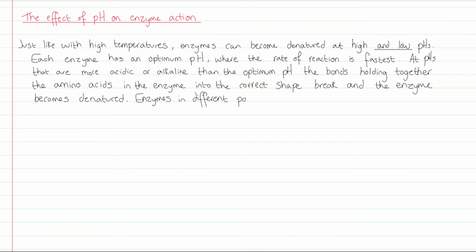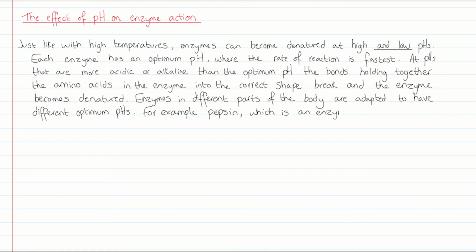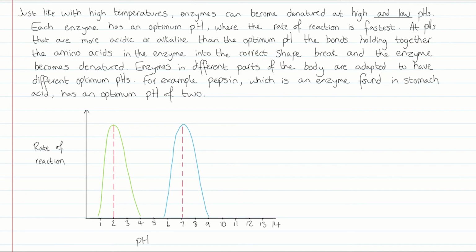Enzymes in different parts of the body are adapted to have different optimum pHs. For example, pepsin, which is an enzyme found in stomach acid, has an optimum pH of 2. This graph shows the relationship between pH and rate of reaction for two different enzymes. Pepsin, which is the enzyme found in stomach acid, is shown here in green, and salivary amylase, which is an enzyme found in the mouth, is shown here in blue.